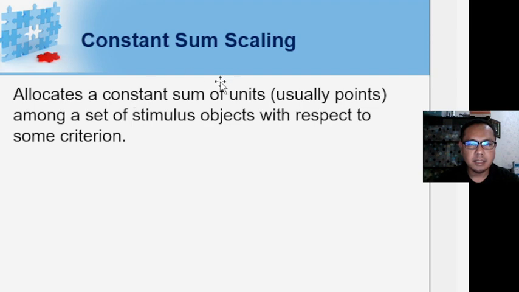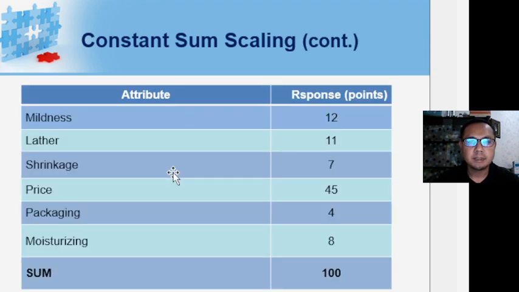Constant sum scaling means allocating a constant sum of units. It's a cumulative one, a sum among a set of stimulus objects with respect to some criterion. So the sum is 100. That's constant sum scaling.